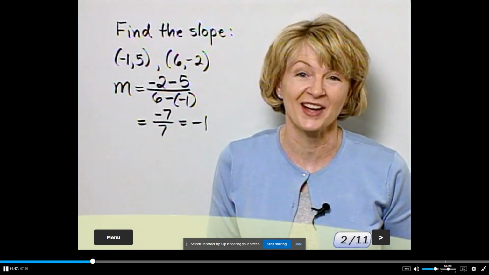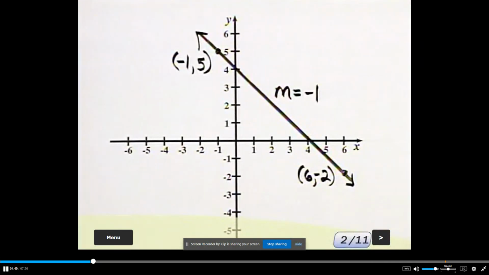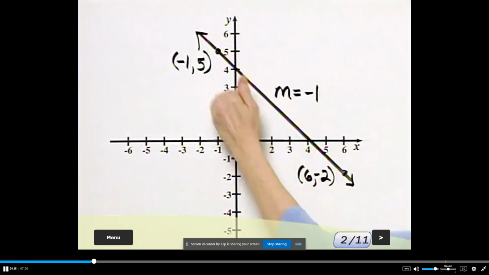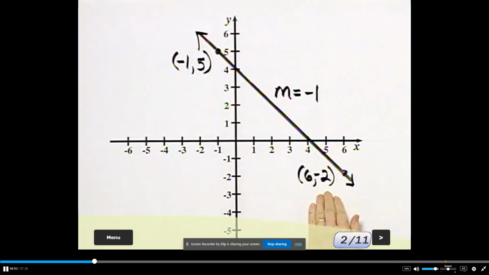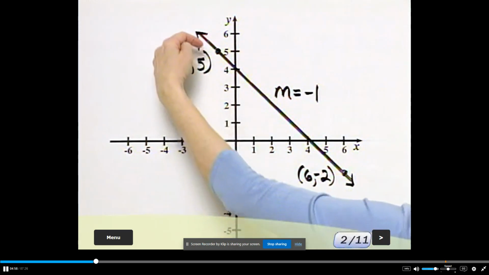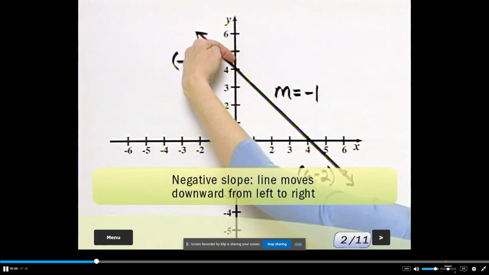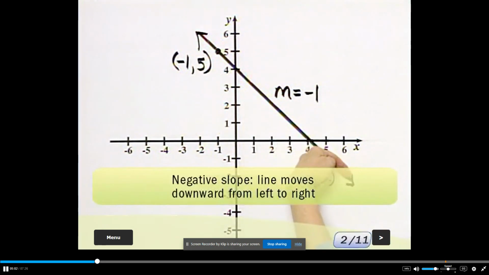Let's look at a diagram. We just found the slope of the line connecting these 2 points to be negative 1. I want you to realize something. As I move along the line from left to right, notice I'm moving downward, and that downward movement does have to do with a negative slope.